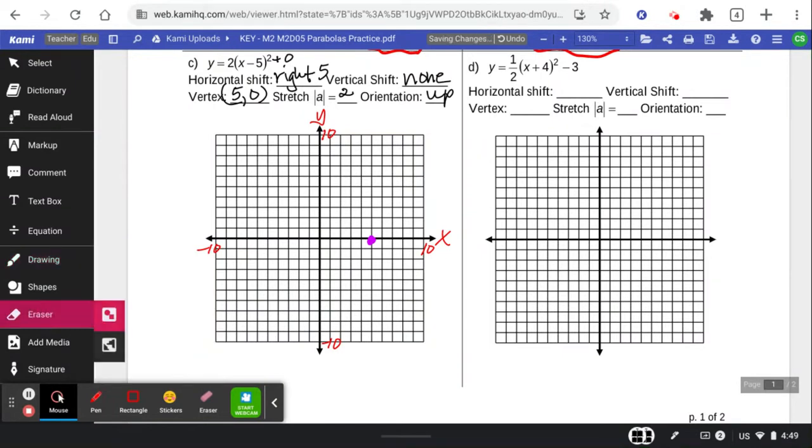From there, we're growing a graph upwards 2 times as fast as the normal parent. So out 1 would normally be up 1. We're going out 1, up 2. Out 2 would normally be up 4. We're going up 2 times the normal 4. We're going out 2, up 8. And that's all I can fit on my graph. Connect it.